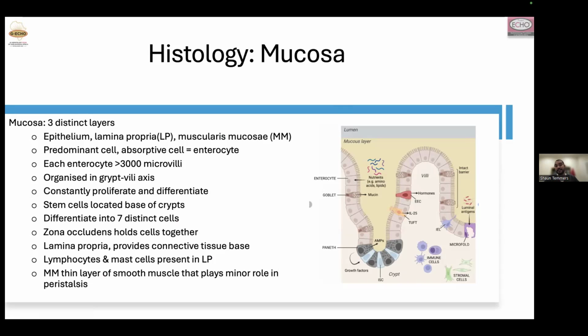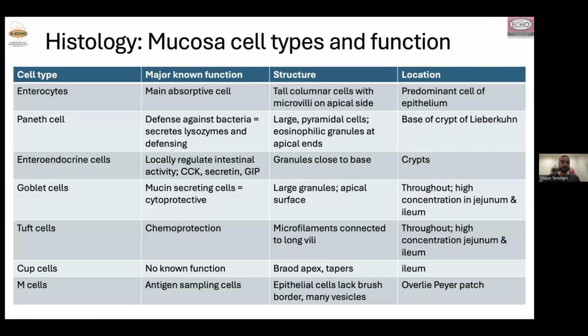The lamina propria provides a connective tissue base, and it contains mast cells and lymphocytes, as illustrated in the diagram over here. Muscularis mucosae is a very thin layer of smooth muscle that plays a small, minor role with regards to peristaltic movement of the small intestine. Those different cell types are summarized in this table.